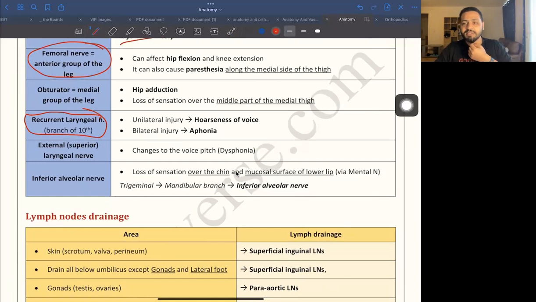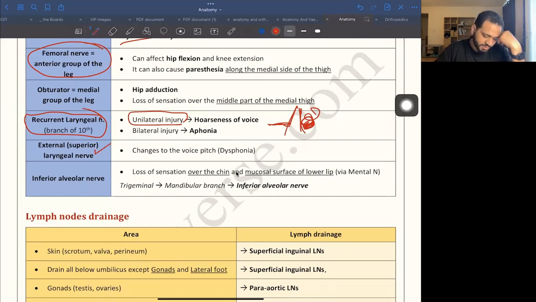So again, the recurrent laryngeal nerve is a branch from the 10th, a branch from the vagus nerve. It basically supplies the muscles of the vocal cord, right? So if there is unilateral paralysis, it will lead to hoarseness of voice. If it's bilateral, you will have aphonia, or you cannot produce any kind of voice. But if it's unilateral, it will lead to hoarseness of voice.